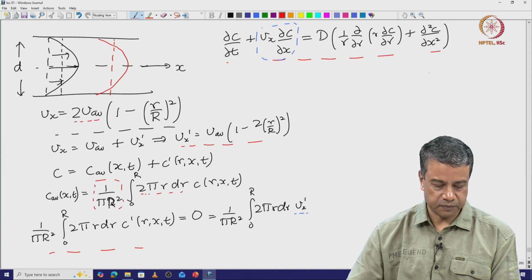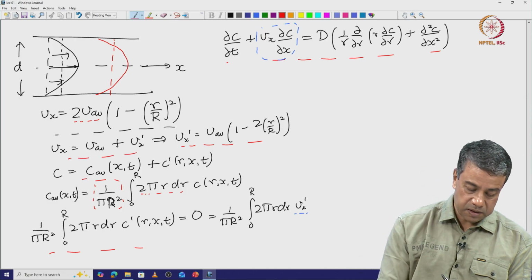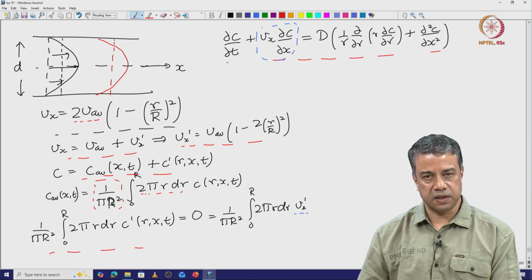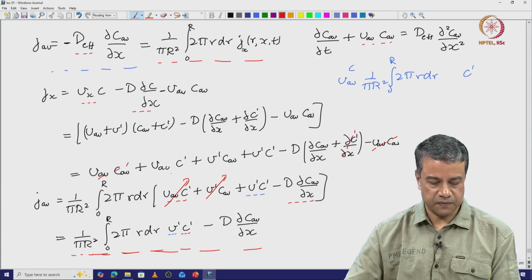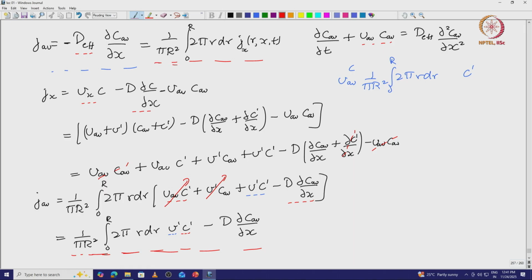We had separated out the velocity into an average part plus a fluctuating part, concentration also into an average part plus fluctuating part, and we found out that the expression for the flux, the average flux across the cross section, it is cross sectional average of the flux locally, consists of two parts, the convective part plus the diffusive part. And in the convective part, the particular term that results in a non-zero contribution is the correlation in the fluctuations about the cross sectional average of the velocity and the concentration.